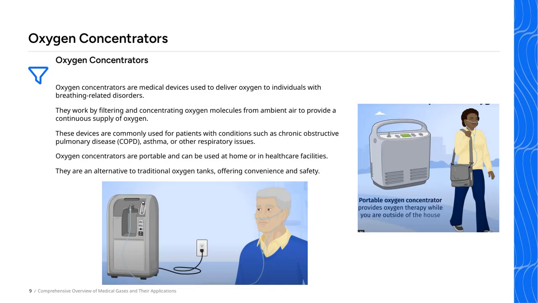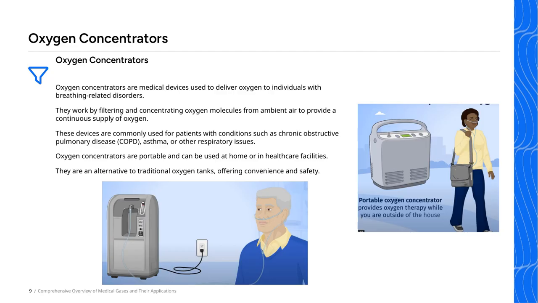Oxygen concentrators are essential medical devices that help deliver oxygen to individuals who have breathing-related challenges. They work by filtering and concentrating oxygen molecules from the ambient air around us, providing a continuous and reliable supply of oxygen. This makes them particularly important for patients with conditions like chronic obstructive pulmonary disease, or COPD, asthma, and other respiratory issues.